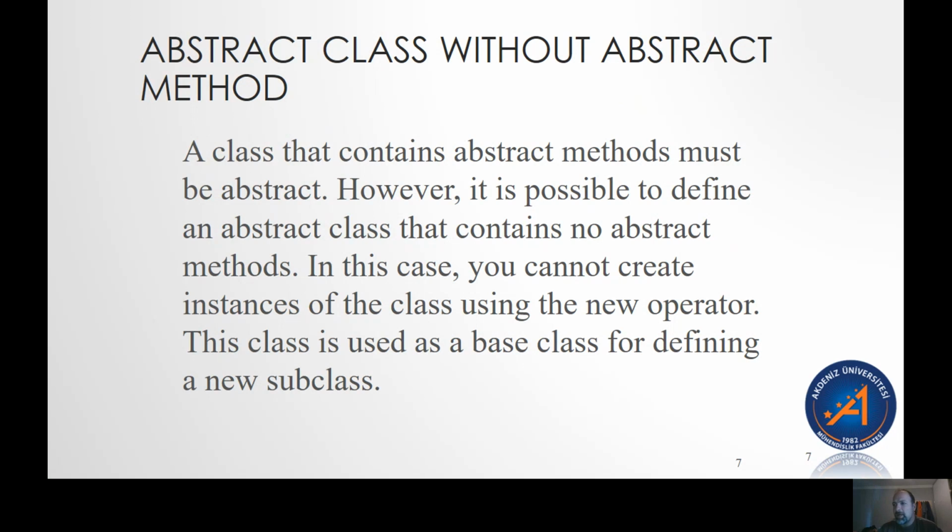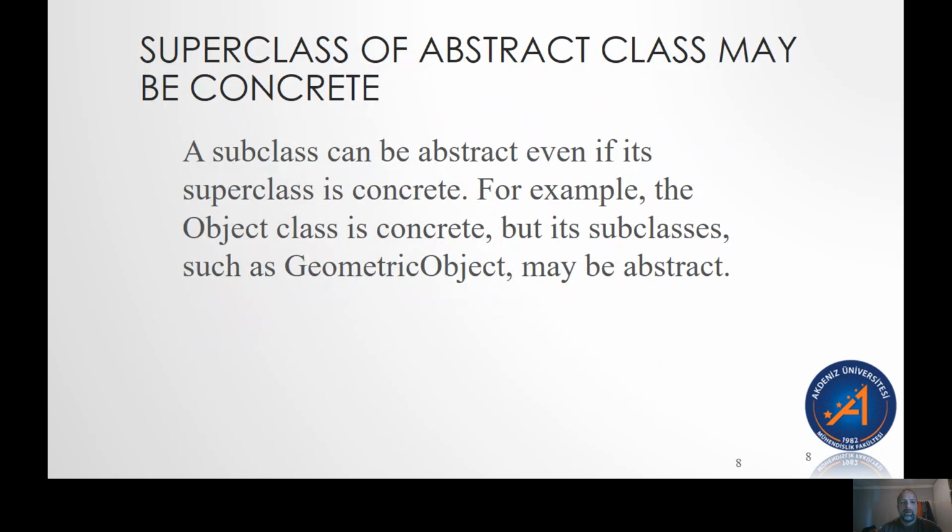So if a class contains abstract methods, it must be abstract itself, but an abstract class could also contain non-abstract methods. A subclass can be abstract, even if its superclass is concrete, even if its superclass is not abstract. So for example, the object class is concrete. You can create an object of type object, but the subclass, geometric object, is abstract.